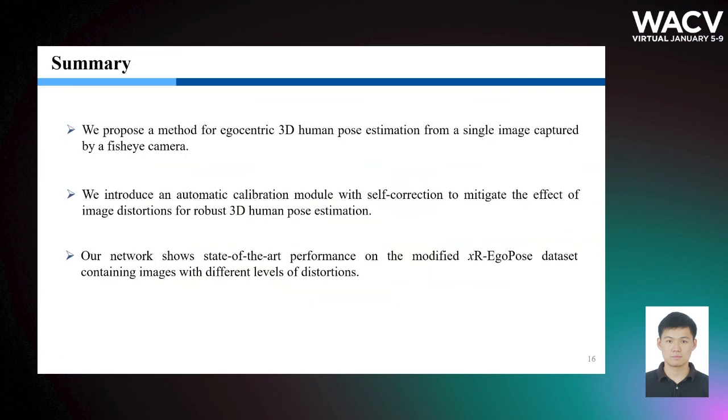Finally, we give a summary of the paper. We propose a method for egocentric 3D human pose estimation from a single image captured by a fisheye camera. We introduce an automatic calibration module with self-correction to mitigate the effect of image distortions for robust 3D human pose estimation. Our network shows state-of-the-art performance on the modified XR egopose dataset containing images with different levels of image distortions.